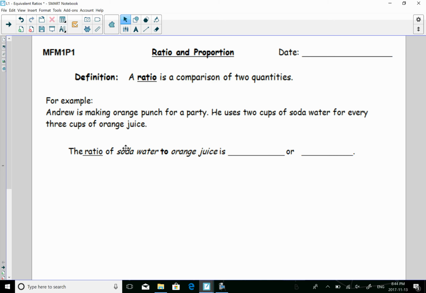So the ratio of soda water, so I'm going to list that first, to orange juice, we can write it like this, 2 to 3. Okay. Or we can write it as a fraction, 2 over 3. So 2 cups of soda water to 3 cups of orange juice.